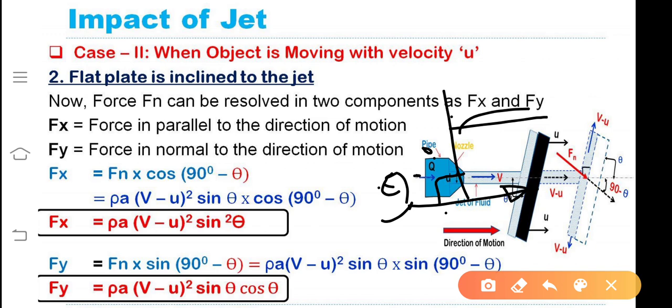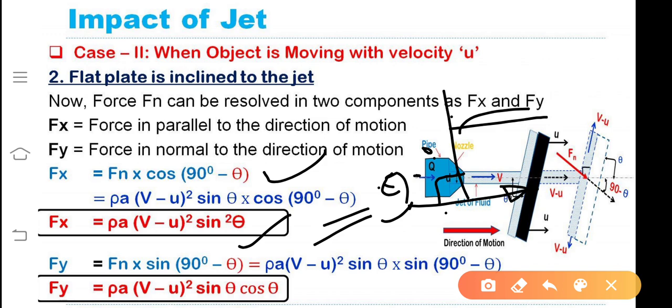Fx is equal to Fn multiplied by cos of (90 minus theta). Sorry, one step I was ahead. Rho A multiplied by (V minus u) whole squared sin theta is Fn, multiplied by cos (90 minus theta). Therefore, cos (90 minus theta) will become sin theta. Therefore, if you multiply it by this sin theta, you will get sin squared theta. Therefore, Fx is equal to rho A multiplied by (V minus u) whole squared sin squared theta. Be very careful.